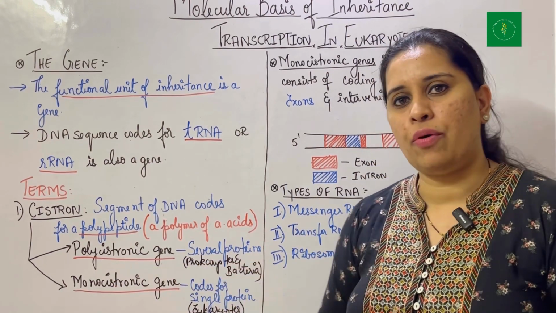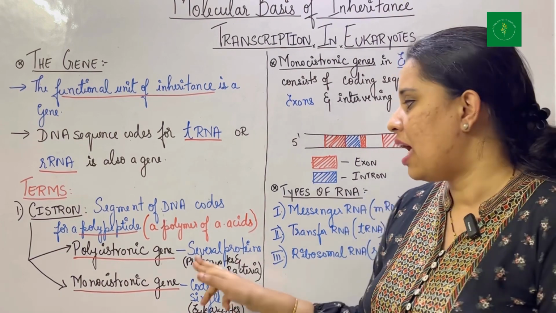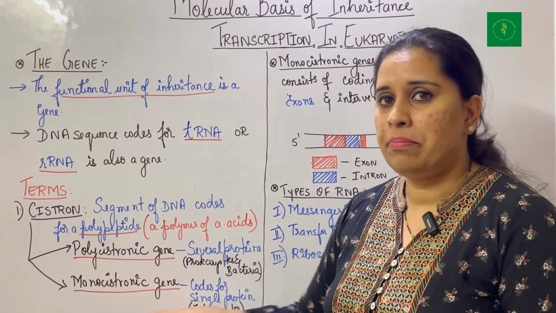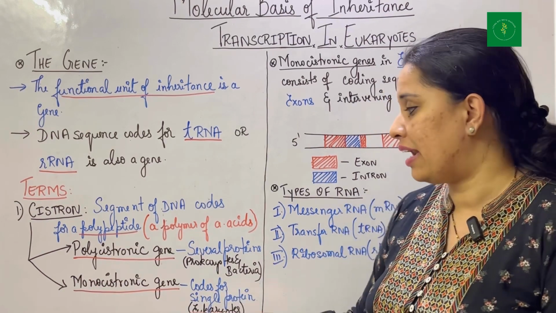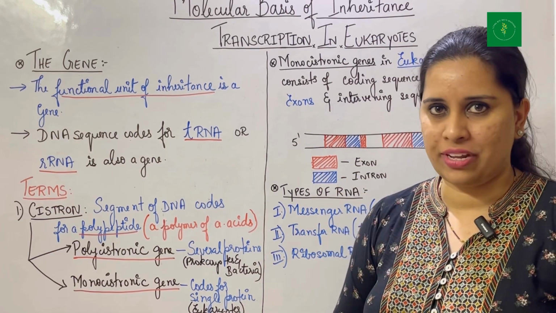Polycistronic gene is found in prokaryotes and bacteria, which are lower organisms, and it can code for several proteins. Mono means single, as I've already told you, and it is seen in eukaryotes, and it codes only for one single protein.